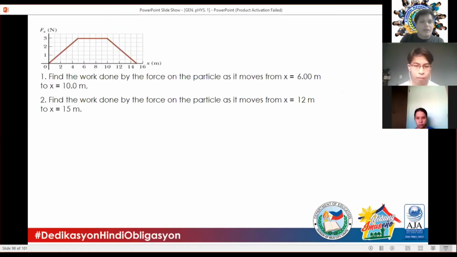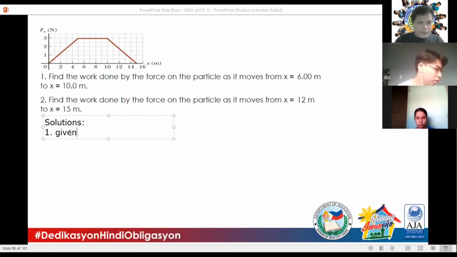So, as I recall, if you have this graph and you are asked, number one, to find the work done of the force on the particle as it moves from 6 meters to 10 meters towards x-axis. What will be the work done? So, again, in solving problem, the first thing that we should do is to determine our given. Diba? In solving problem, always determine the given.